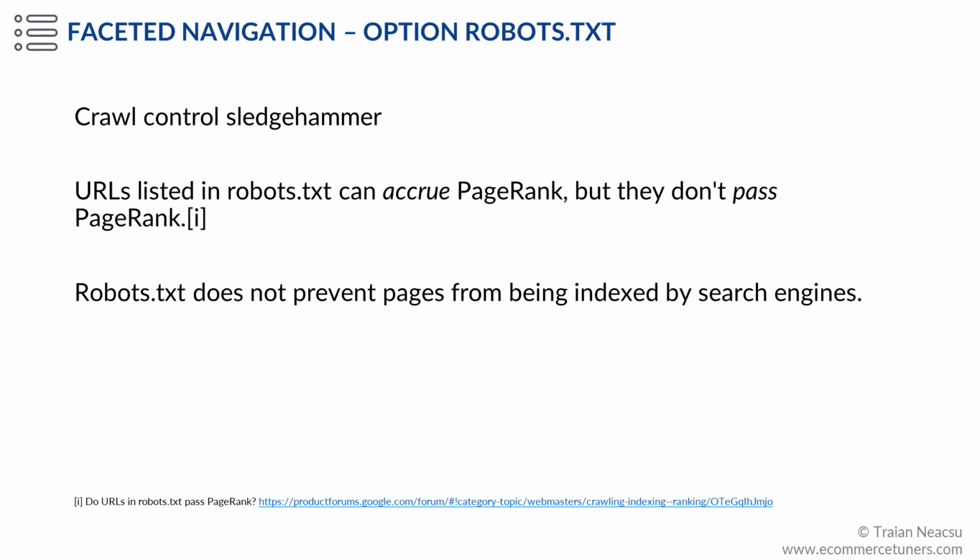Another option for optimizing faceted navigation is robots.txt. Robots.txt is the crawl control sledgehammer. Keep in mind that if you use robots.txt to block URLs, you will tamper with the flow of PageRank to and from thousands of pages. That's because while URLs listed in robots.txt can get PageRank, they do not pass PageRank. Also, keep in mind that robots.txt does not prevent pages from being indexed.